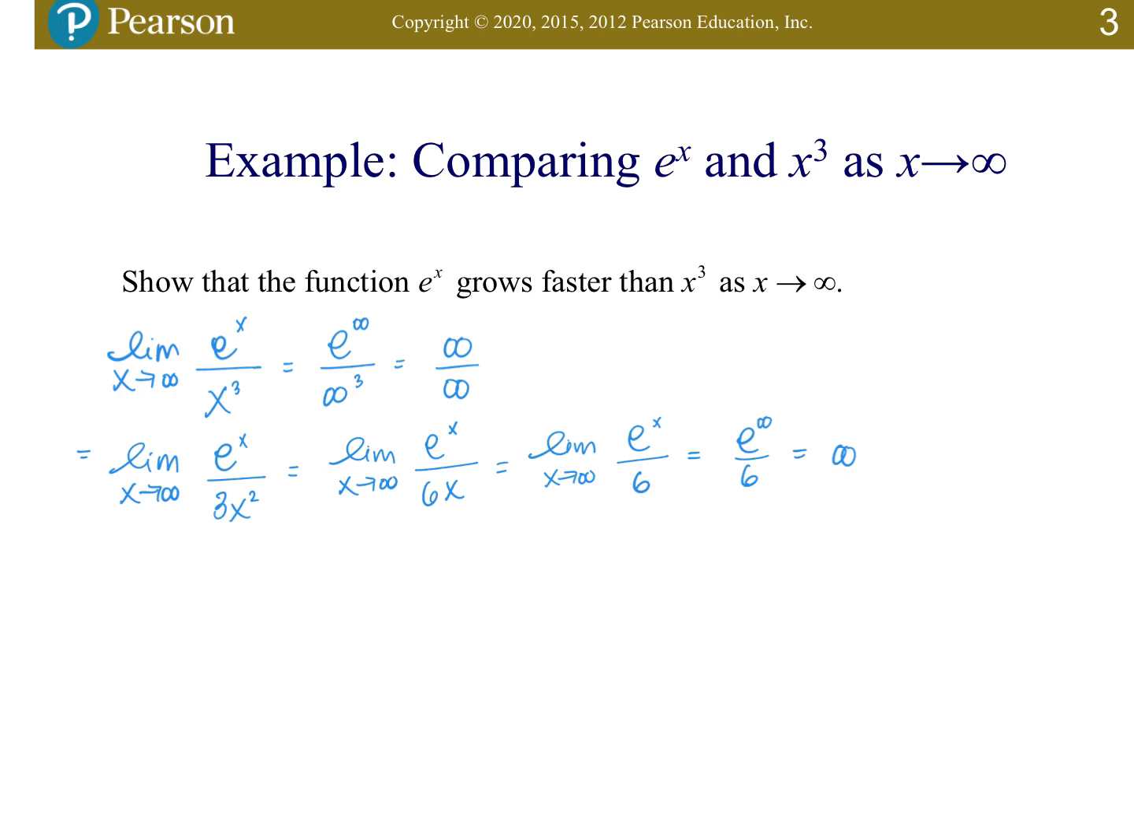So we can conclude that the numerator function, e to the x, grows faster than x cubed. So again, it's intuitive. It should make sense to you, but we're formalizing it and how to prove it with limits.